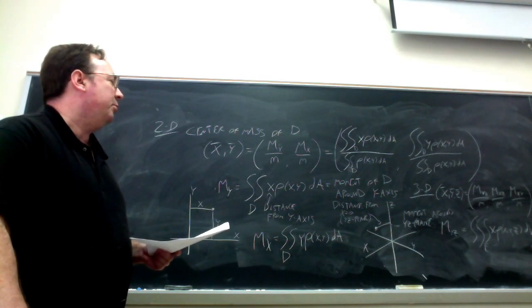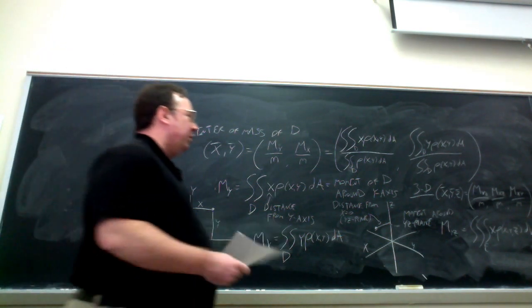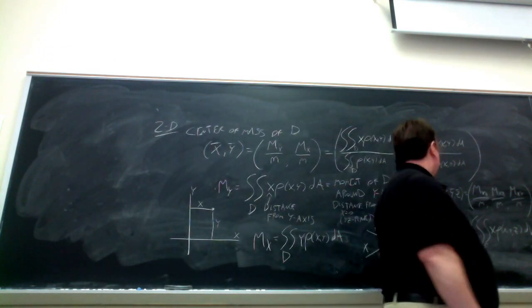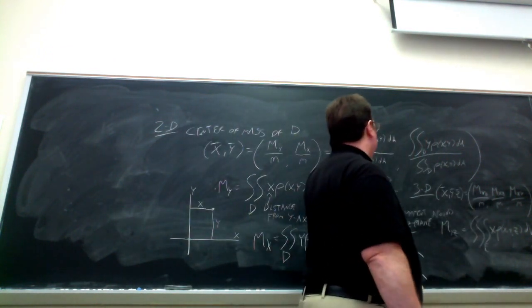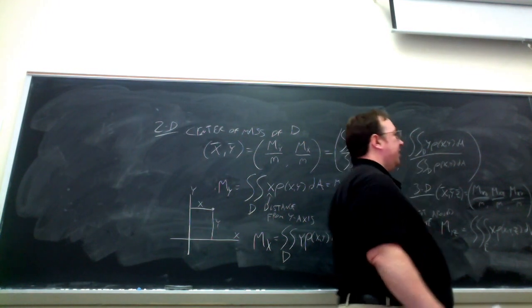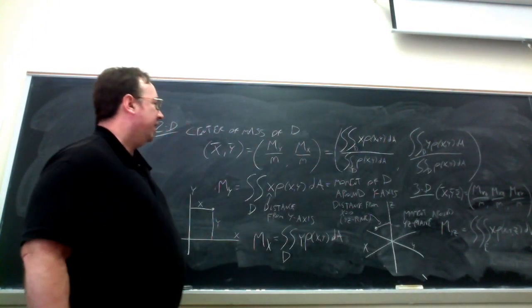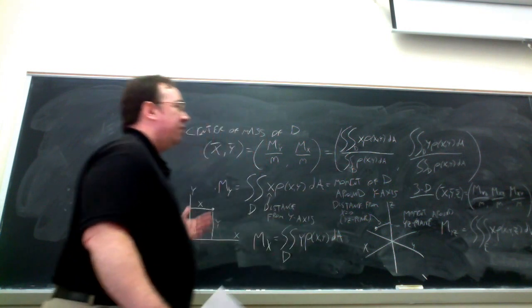If you don't remember the terms, like moment around y-axis or moment around yz plane, as far as what to integrate, for the x coordinate, integrate x times density. For the y coordinate, it's y times the density, and so on. But don't forget to divide by the mass, which is the integral of just the density.